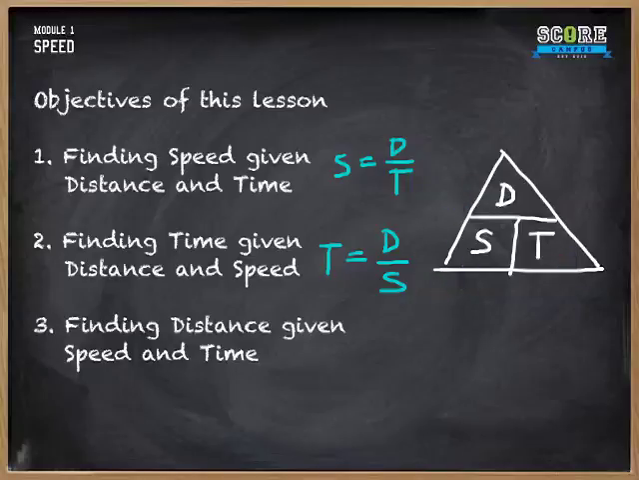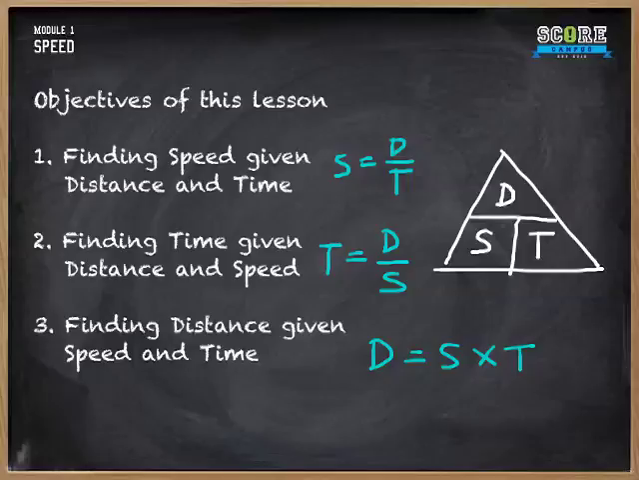The last one is finding distance given speed and time. Okay, distance equals speed times time. And once again, looking at the DST triangle, when you isolate D, when you're looking for D, you've got speed and time right next to each other. So this triangle kind of helps you remember these formulas. These formulas are really easy to remember anyway.